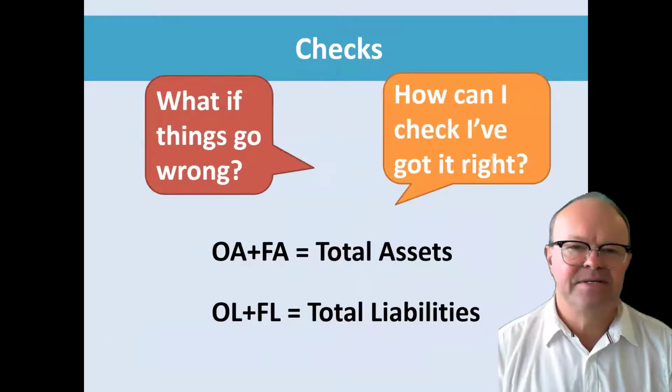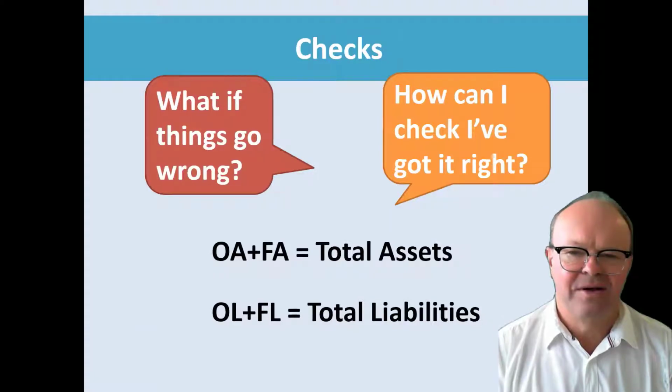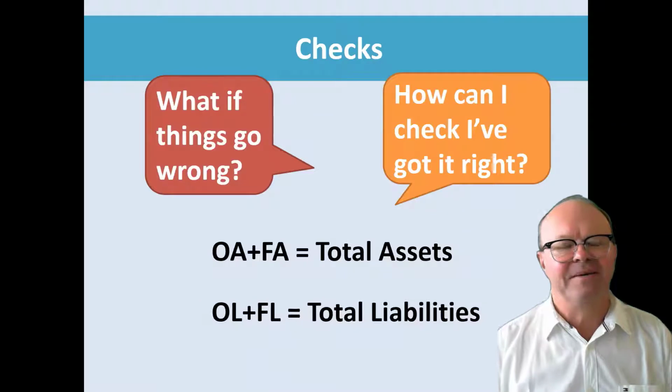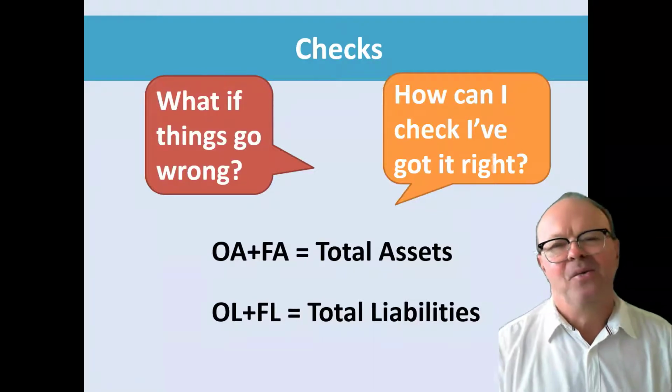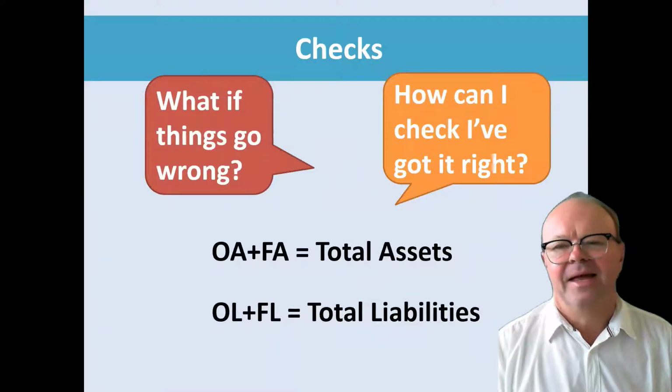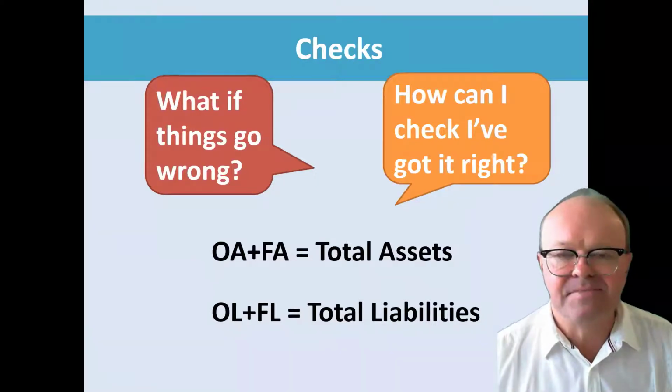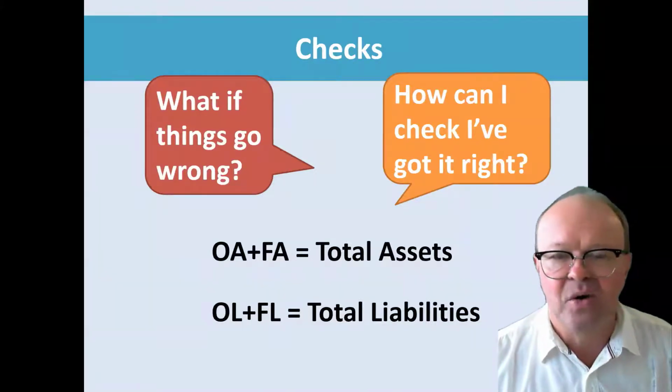But what happens if things go wrong? What happens if your balance sheet doesn't balance? Your restated balance sheet doesn't balance. What do you do then? So how can I check that I've got it right? It might balance, but how do I know it's right?